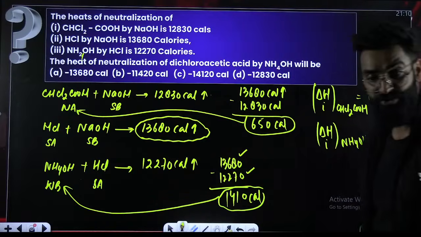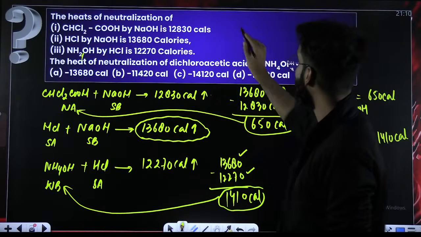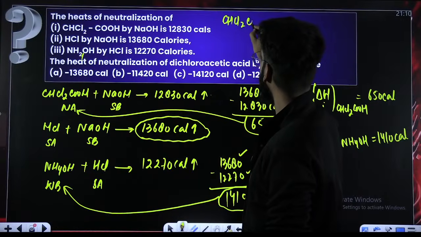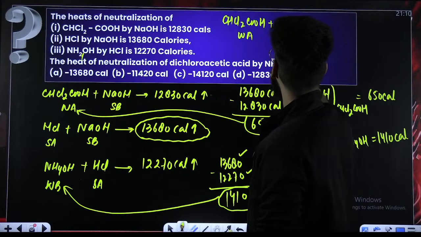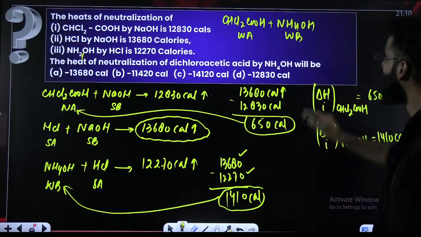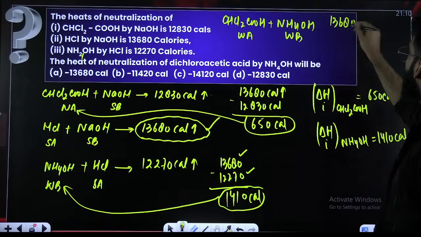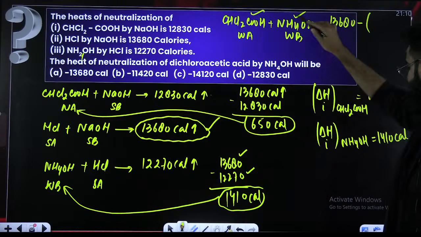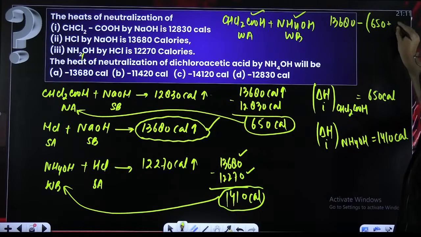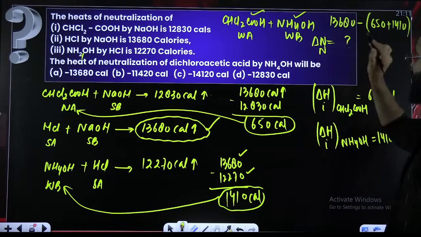Correct? What am I supposed to calculate? Calculate the heat of neutralization of your CHCl2COOH when it interacts with NH4OH. Now, this is your weak acid. This is your weak base. How much heat should have been released? 13680, right? But some part of this heat would be utilized to ionize this and this. So how much is the enthalpy of ionization in this and this? It is 650 plus 1410. When you solve this, you'll get the enthalpy of neutralization of weak acid and weak base from here.